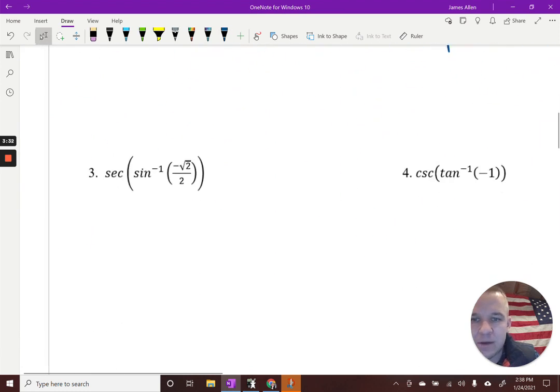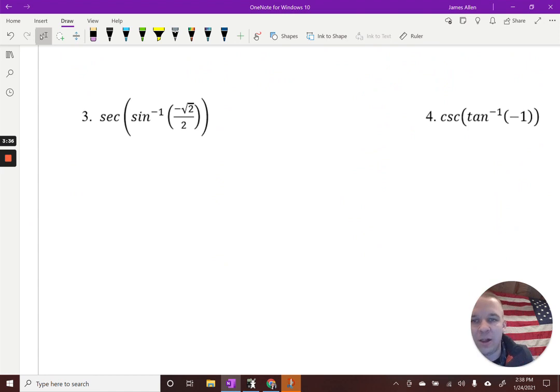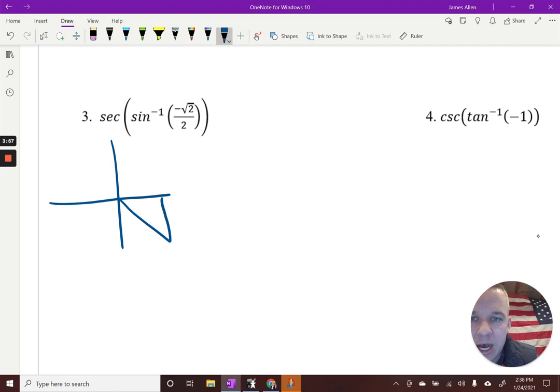We've got reciprocals coming our way. Secant of inverse sine of negative √2 over 2. The inverse sine is going to be negative in our fourth quadrant, how we defined it. And I'll go ahead and draw that up. We're working from the inside out. So what is that? Opposite is going to be negative √2 over 2, and this is going to be √2 as well.